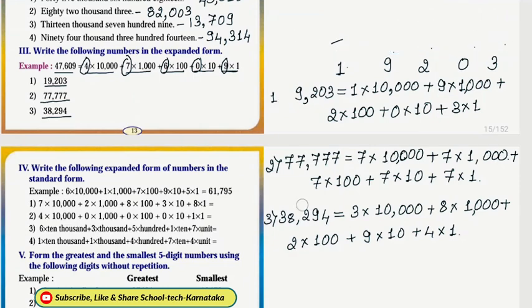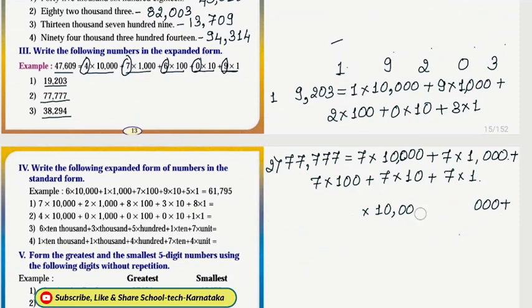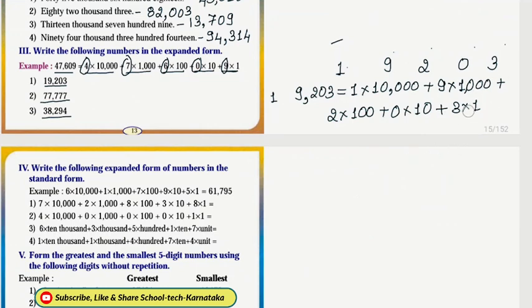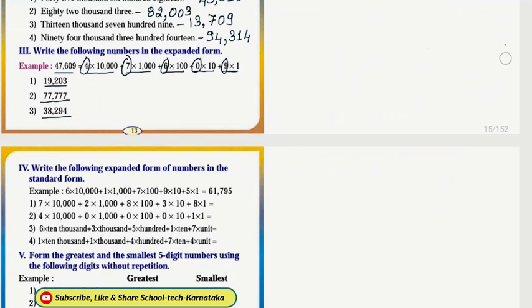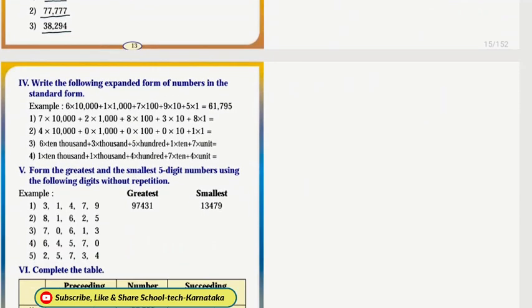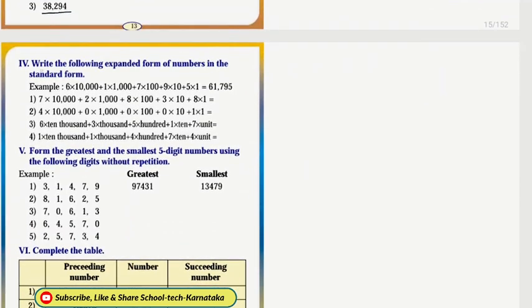Let's see what we do. What do we have in our next exercise? So in our fourth exercise, they have given, write the following expanded form of the numbers in the standard form.